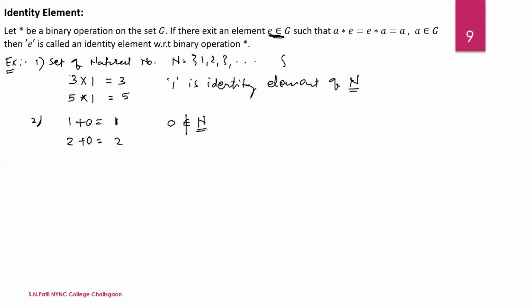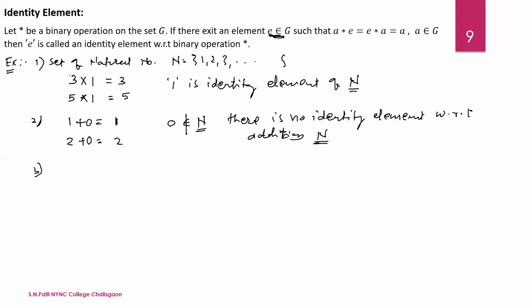So there is no identity element with respect to addition in the set of natural numbers. Now, third example.